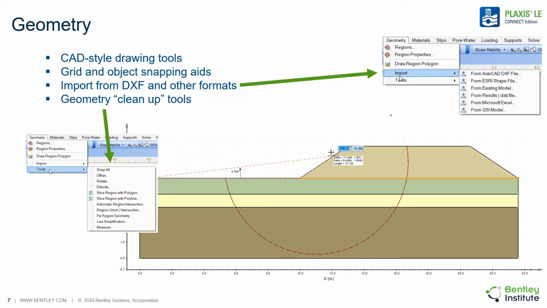There are also geometry cleanup tools that can be accessed, such as point reduction, where you have too many points in the geometry and you want to reduce it so that you have a manageable number of points in a numerical model. You can do so in the cleanup menu.